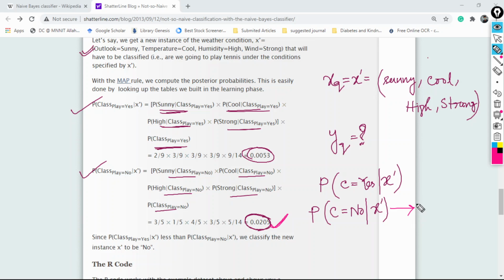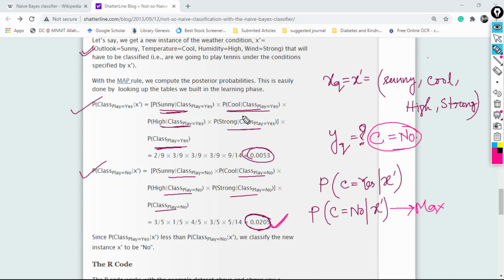This one is the maximum. So what will be our required class here? If this is the maximum, then our yq for this point, this class, is equal to no. According to this data, we can conclude this.